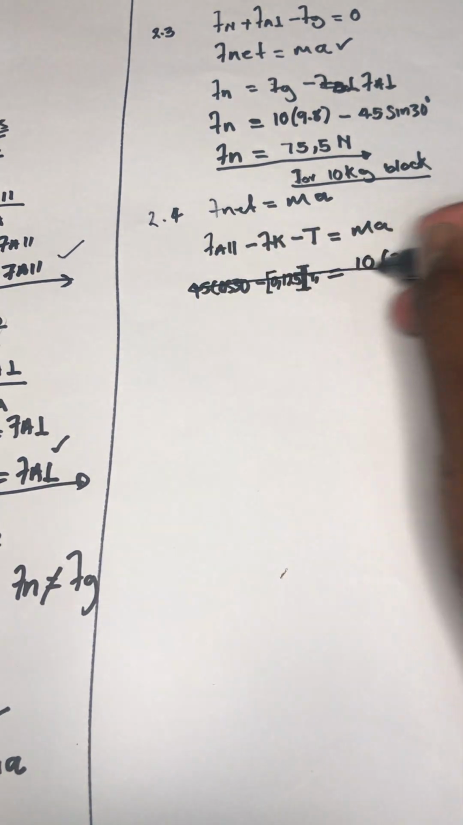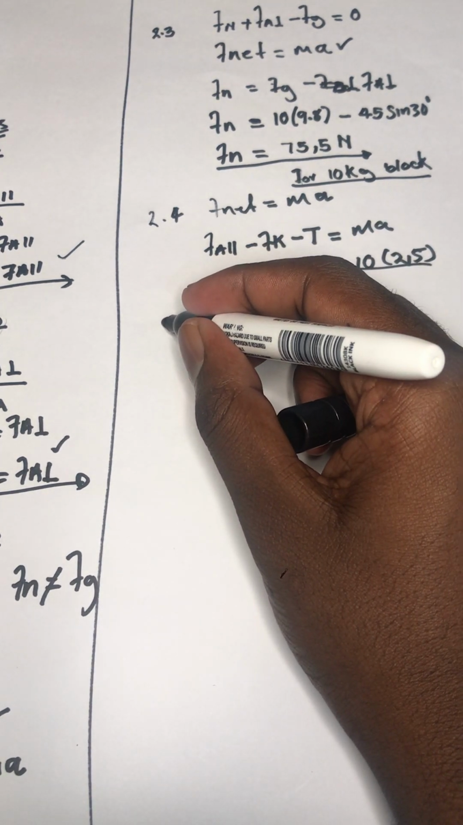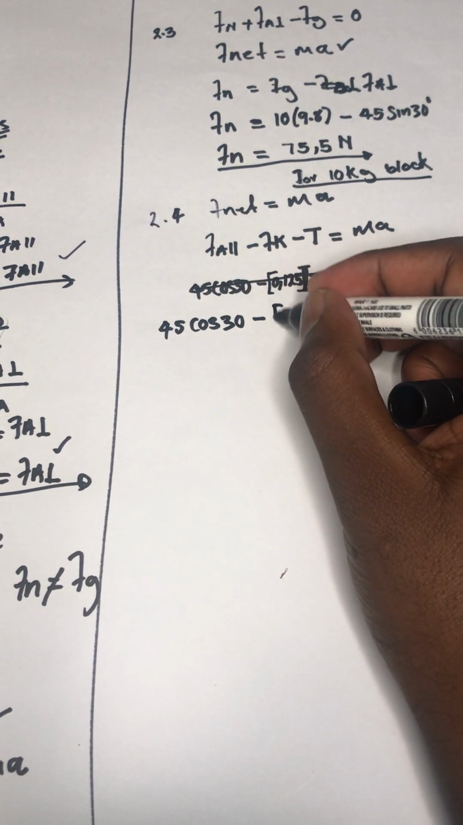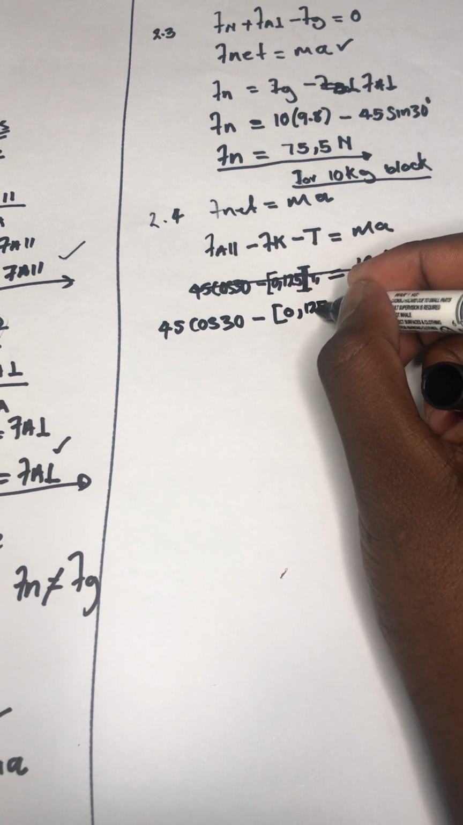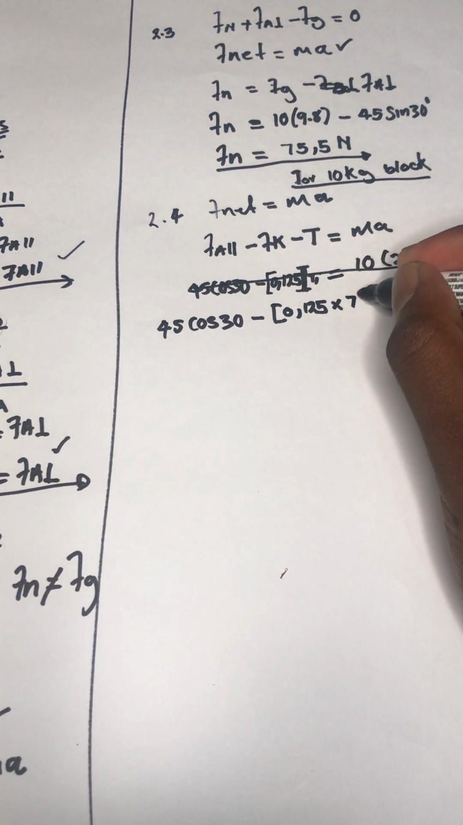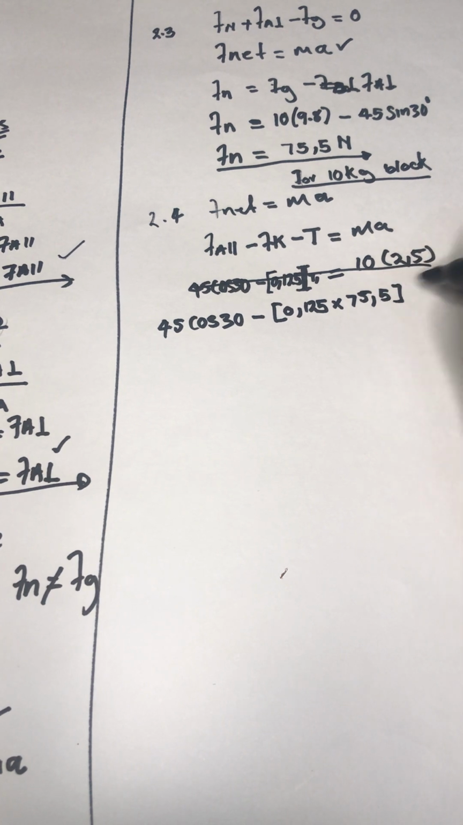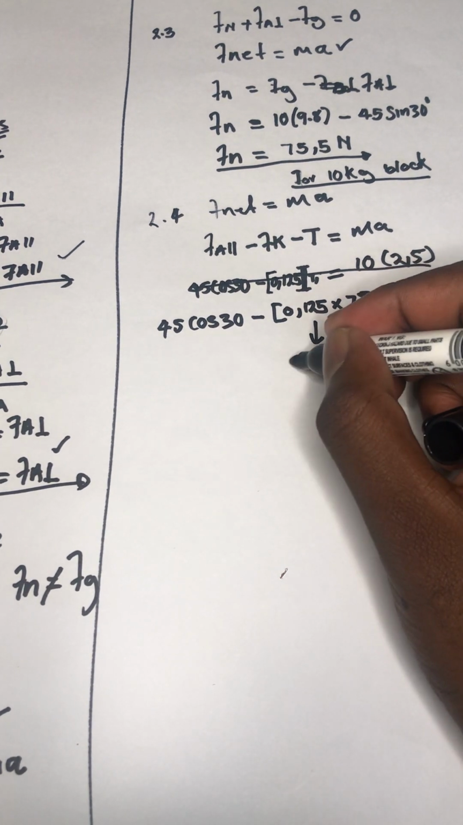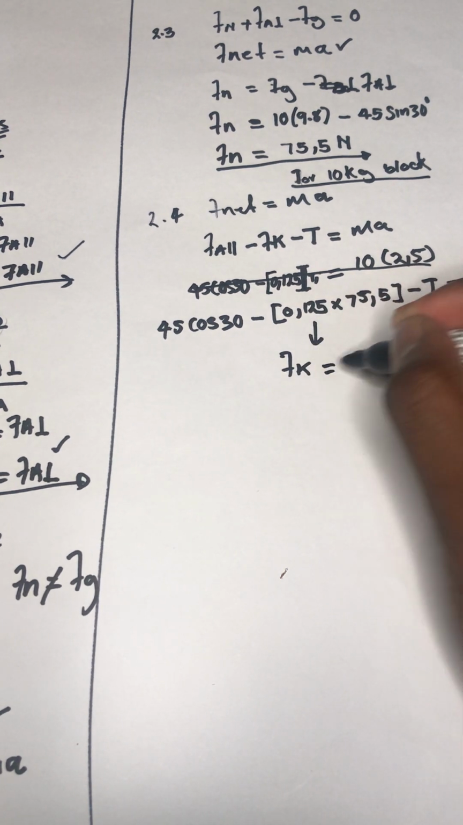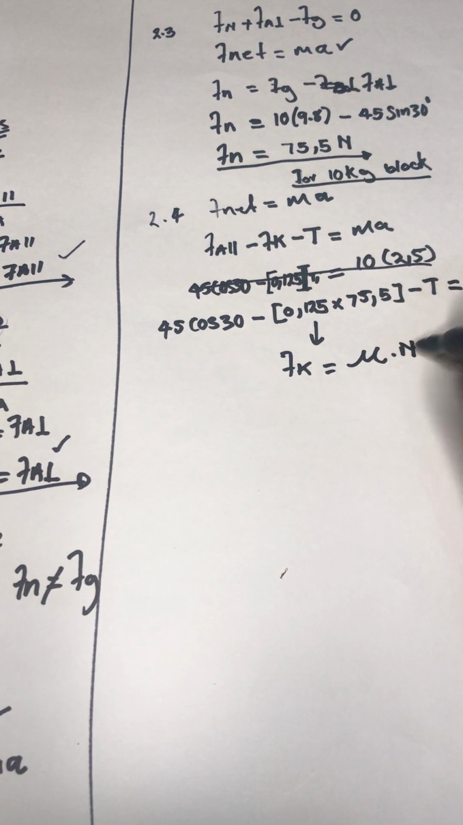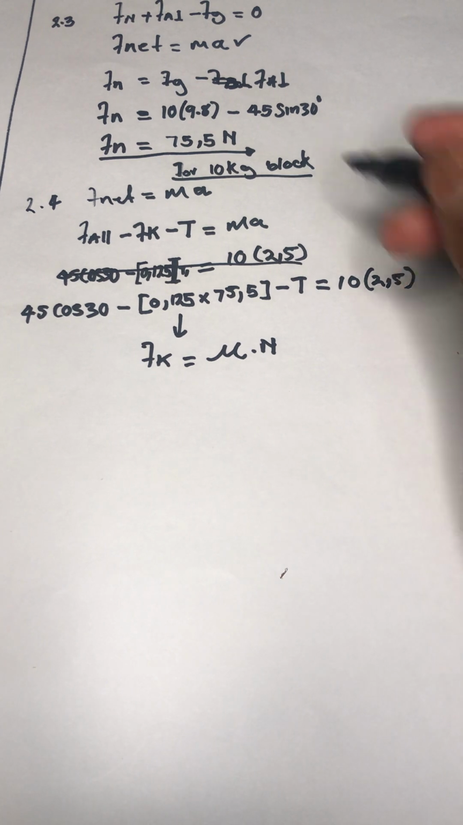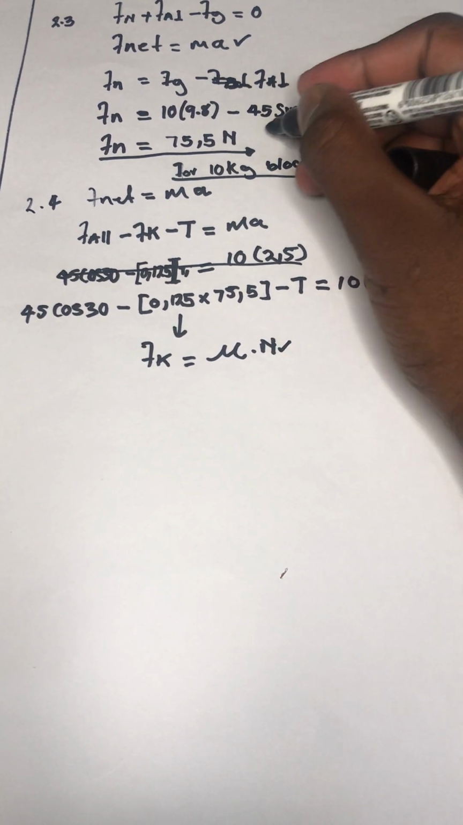Okay, let me rewrite this. So this is 45 cos 30 minus 0.125 times 75.5 minus T is equal to 10 times 2.5. Remember FK, how do we calculate friction? This is mu times normal force, and the normal force we have already calculated. So this is equal to this.